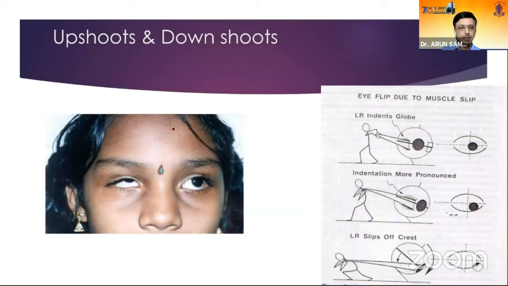Another important feature of Duane's retraction syndrome is the upshoot. When the patient adducts and looks up, you have an upshoot, or sometimes it may go downwards as a downshoot. Basically that is because of the slipping of the tight lateral rectus over the globe.